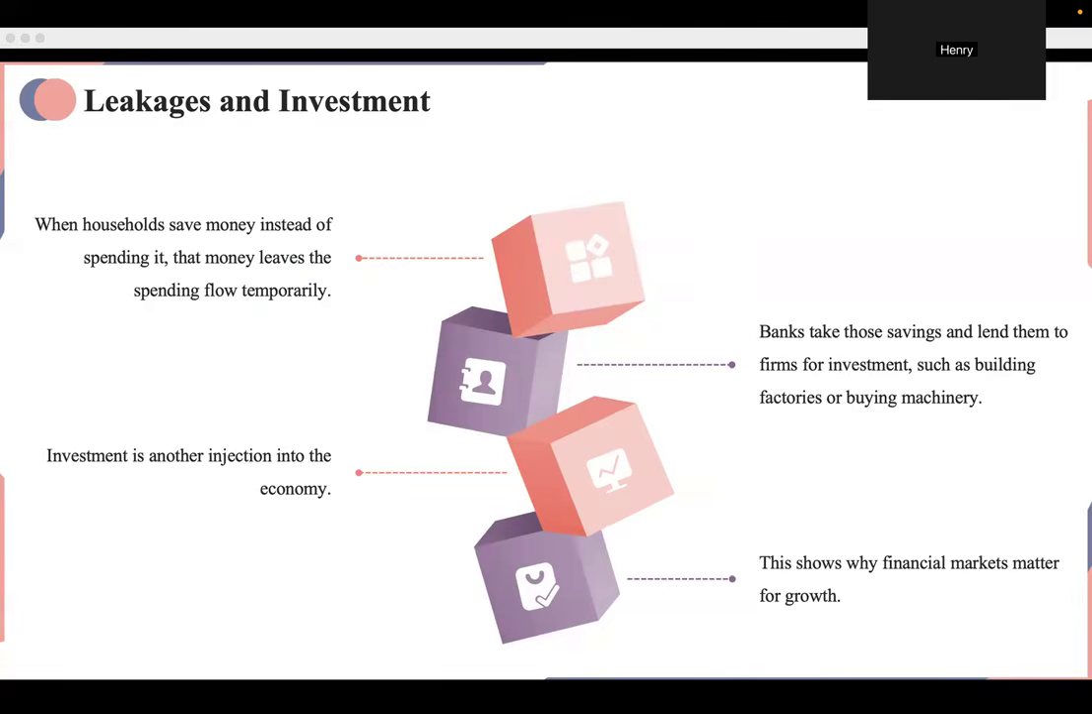When households save money instead of spending it, that money leaves the spending flow temporarily. This is a leakage. However, this money does not disappear. Banks take these savings and lend them to firms. Firms then use these funds for investment, such as building factories, buying machinery, and expanding production. Investment is therefore an injection. This shows why financial markets are essential for economic growth. They transform savings into productive investment.